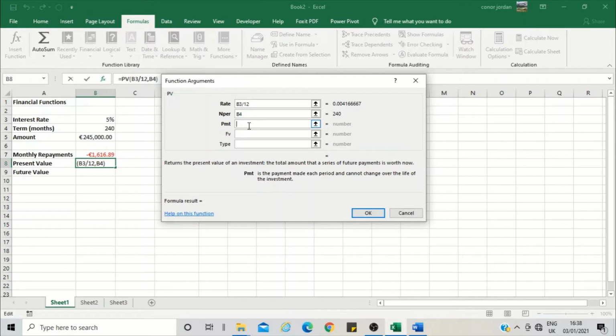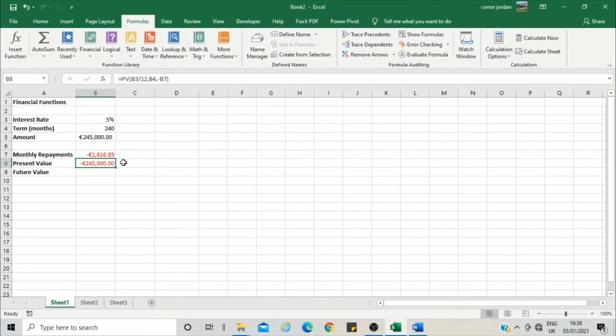And PMT, the payment made each period. What we do is we put a minus before this. That's because that is subtracting from the amount. So the monthly repayments is this. And of course, because it's the same calculation, as this is just for demonstration purposes, it is the same. But this can be used if you have a savings account and have the interest rate, the number of payments within, or installments or lodgements, or the amount.